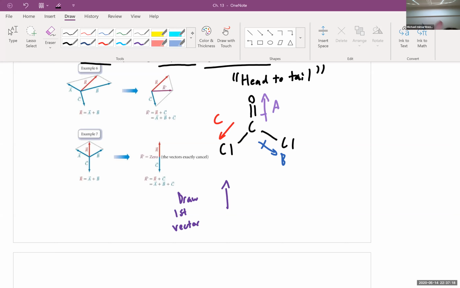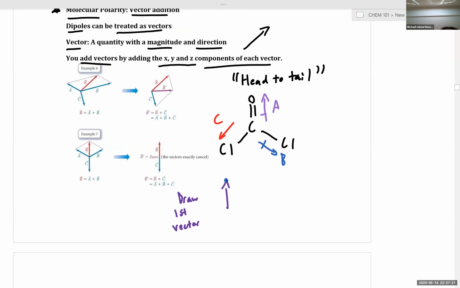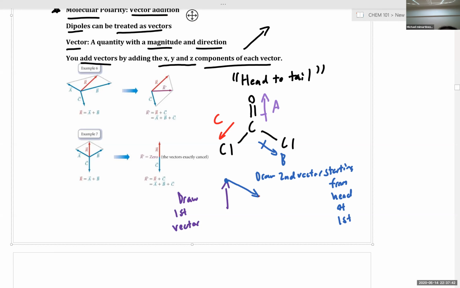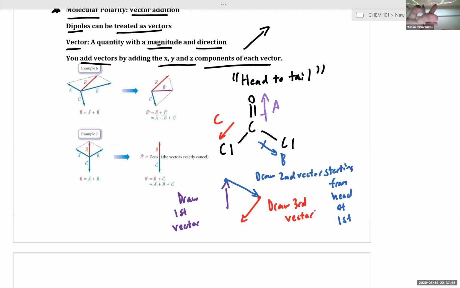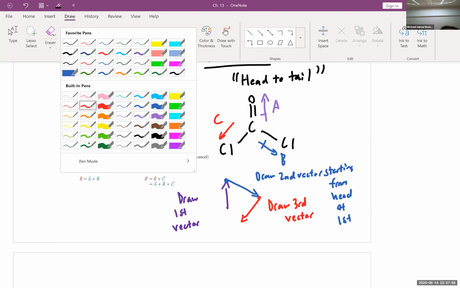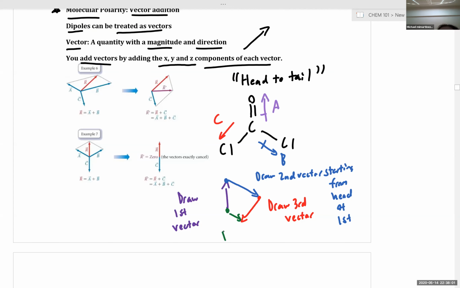Then you take your second vector and you take the tail and you draw the tail on the head. You then draw your second vector from the head of the first. You repeat this process for your third vector. So you find your head and you draw your third vector. Okay, now that we have our third vector, this is where it's really cool. Finally, you draw a final vector.